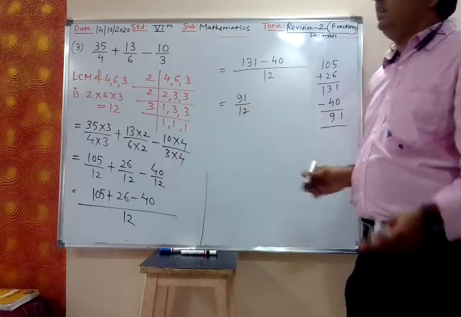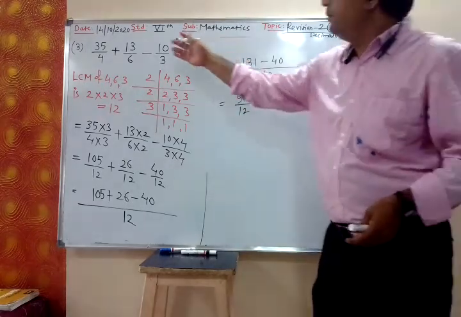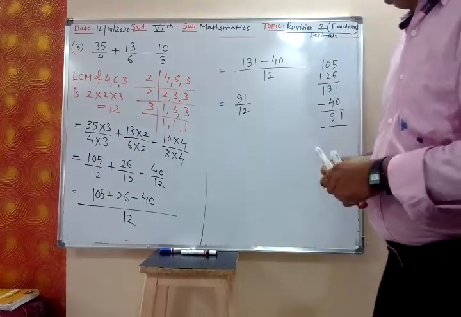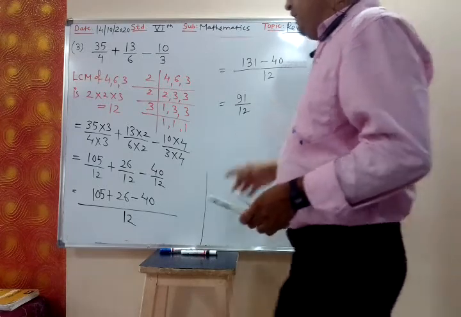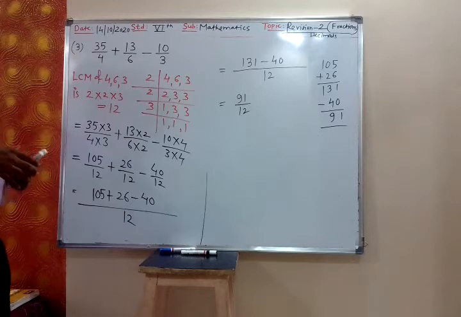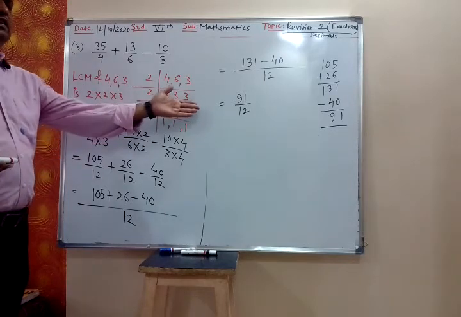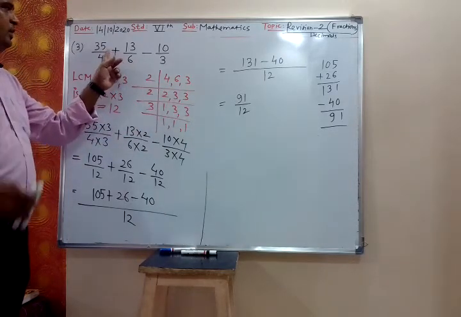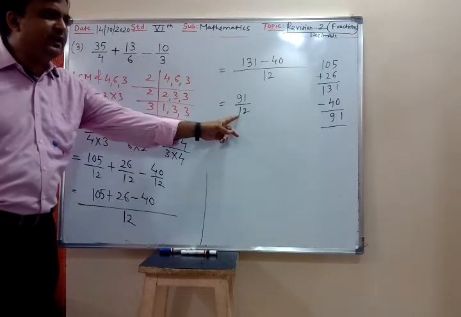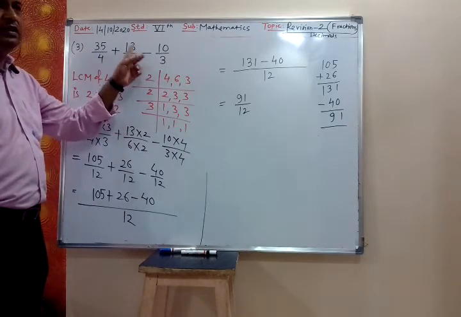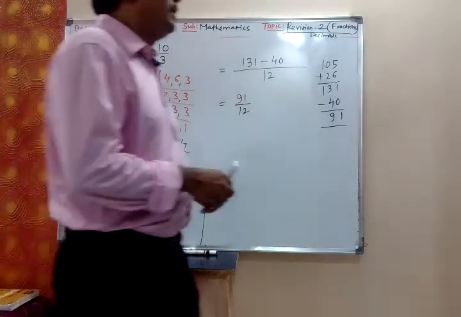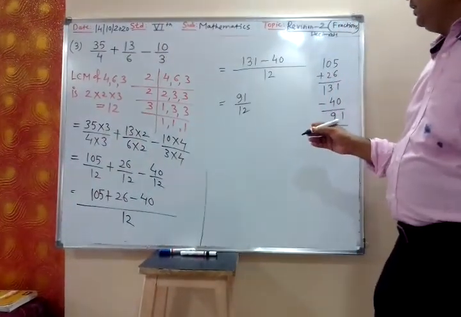Now this you may convert. See, this is given in the fraction form, so my answer can stop here. Yes, you can convert, but there is no need because our question is given in the fraction form, so our answer is in the fraction form. If the question is given in mixed fraction, our answer should be in mixed fraction. So you can stop here, 91 upon 12.